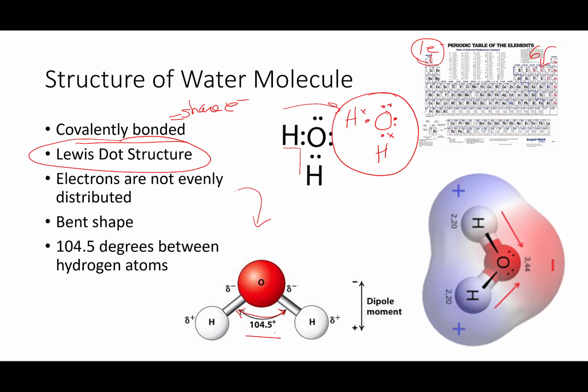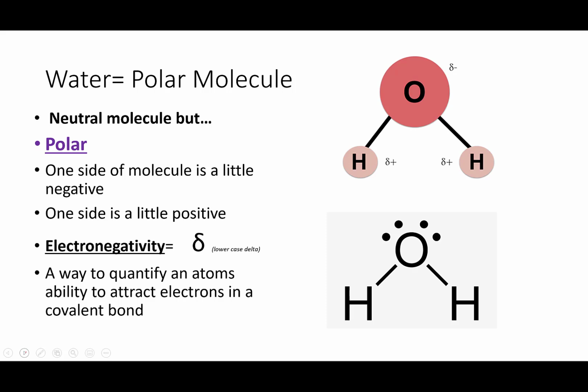Oxygen is a much larger attractor of electrons than hydrogen. So what that means is the front end of the water molecule is going to have these unpaired electrons. And so the front end of that water molecule is going to be more negative, and then the back end of that water molecule is going to be more positive. That makes water a polar molecule.